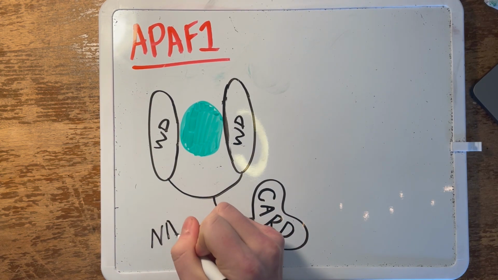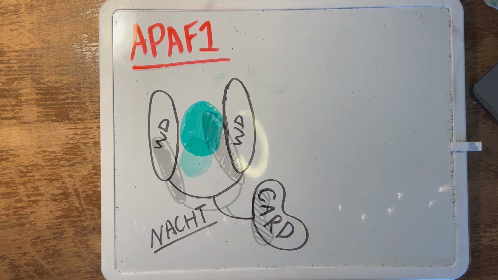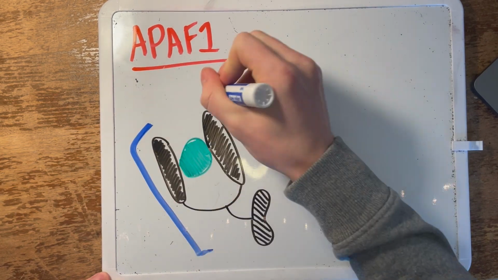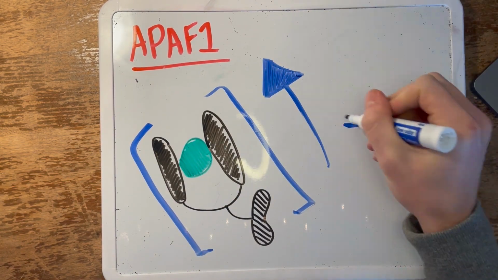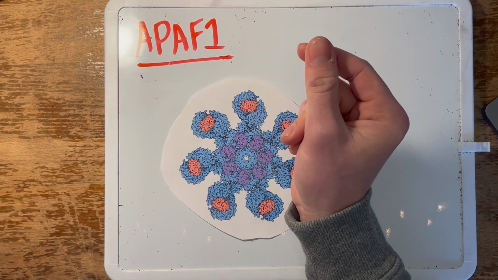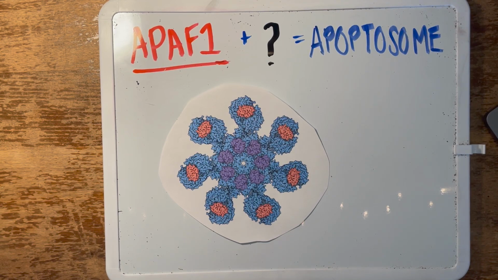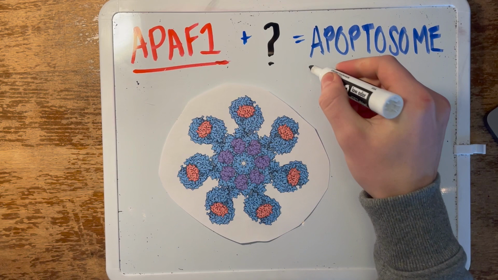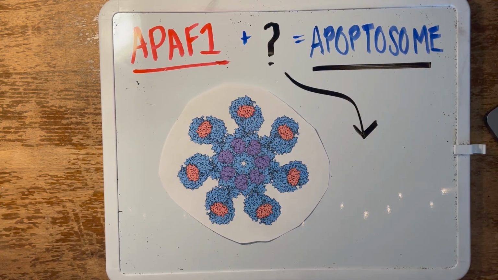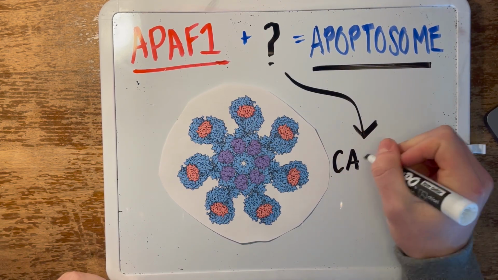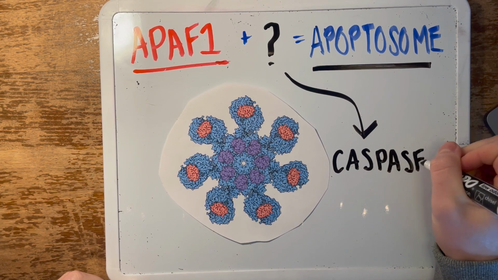We know that when lots of active APAF1 molecules collect, they form the structure of the apoptosome. However, the structure is not quite ready yet. So what's the missing piece, you may ask? That is caspase 9. And that, in this complex right here, is what we see in purple, just like we see cytochrome C in orange.